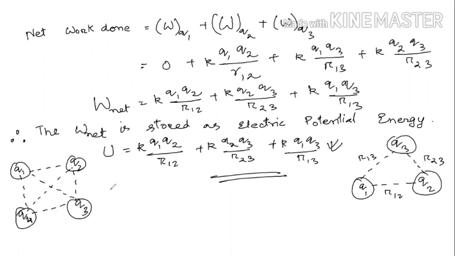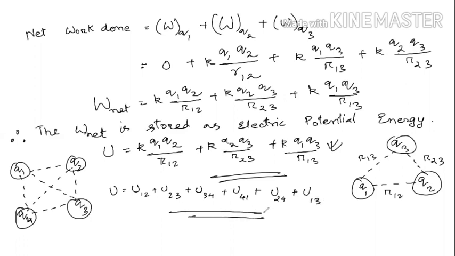That means when you find potential energy, you will have 6 different terms. Okay, 6 different terms you have to find out. That means you will have potential energy 1,2, potential energy 2,3, potential energy 3,4, potential energy 4,1, potential energy 2,4, potential energy 1,3. So you will have these 6 terms. And when you replace all these 6 terms, then only you will be able to find what is my net potential energy for such a system of charges.